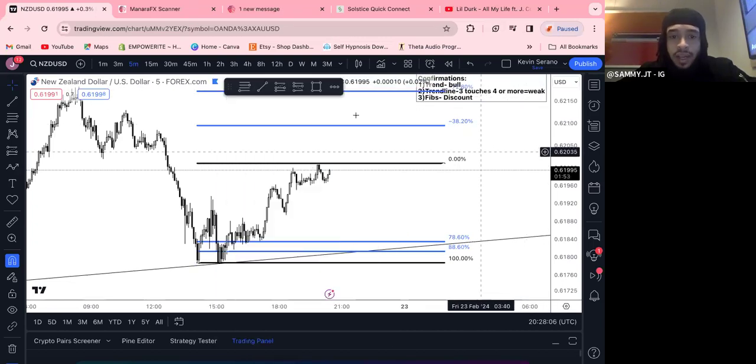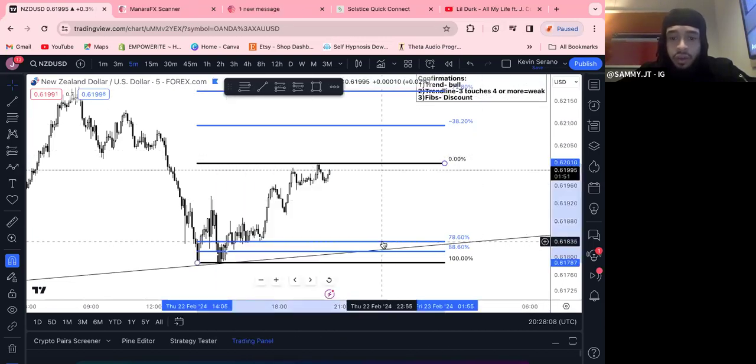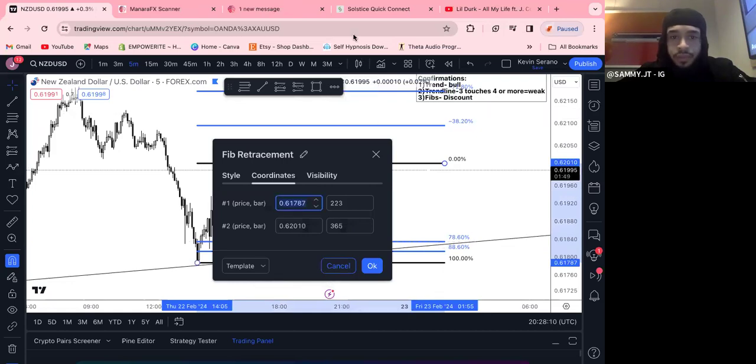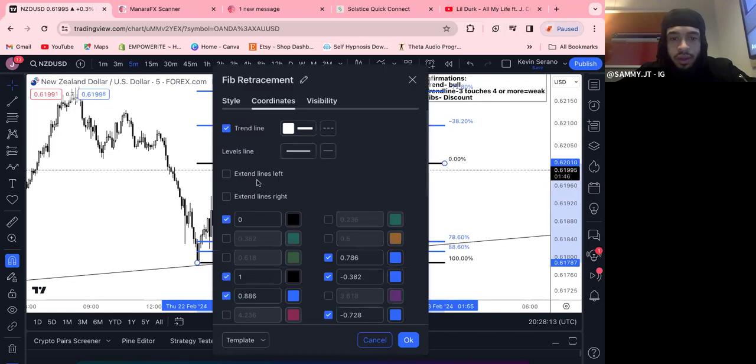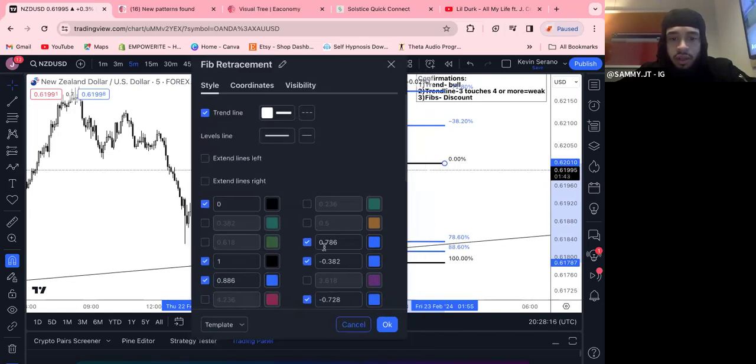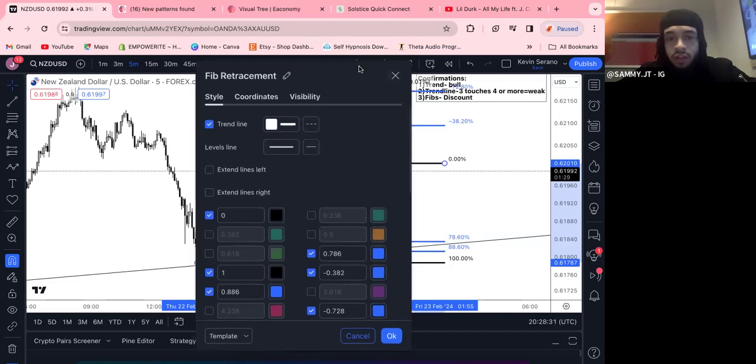If you want my settings on Fibonacci, you can take a screenshot of this now. Yeah, take a screenshot of this. These are my coordinates. You can put whatever color you want in. For me, blue, we like blue. Blue's a great color. Right, so take a screenshot of this.